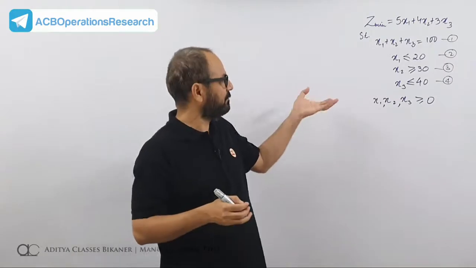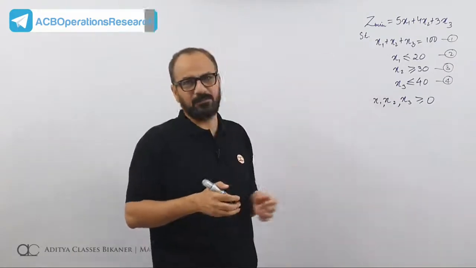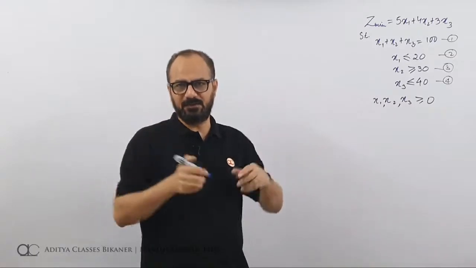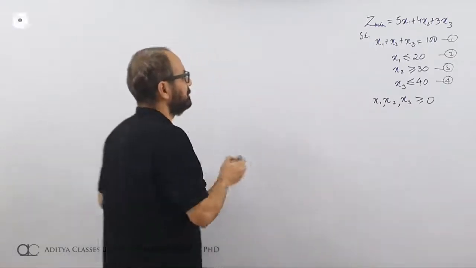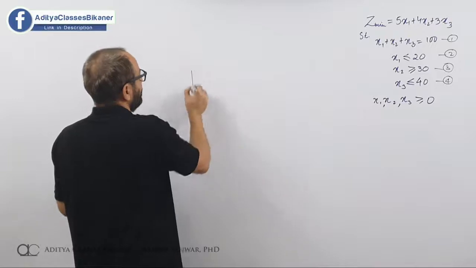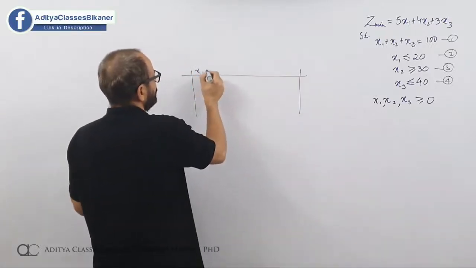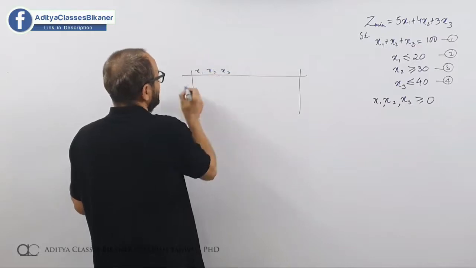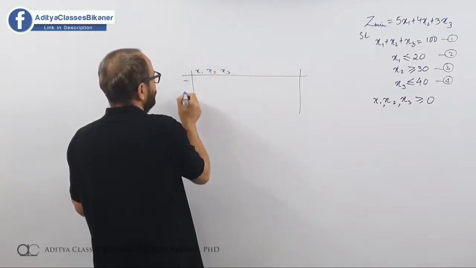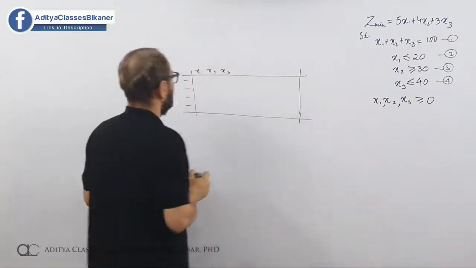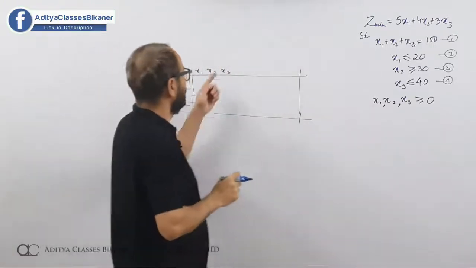If we try to see what will be the size of the Simplex problem, what will be the amount of calculations, roughly my table would be like this. I will be having x1, x2, x3. Then there will be first constraint, second constraint, third constraint, fourth constraint. So I will be having 4 rows.